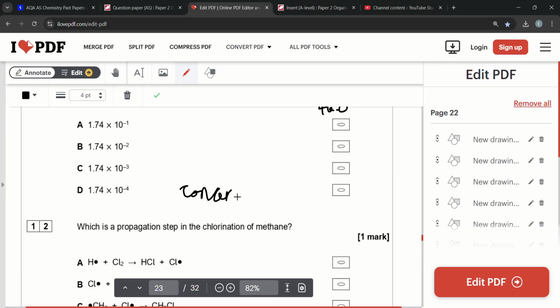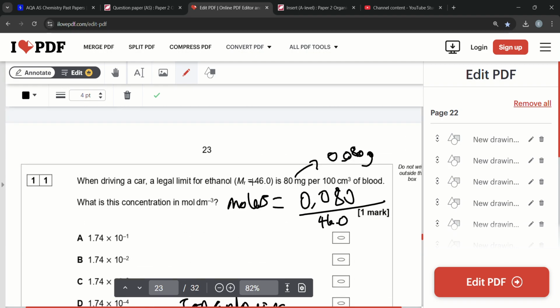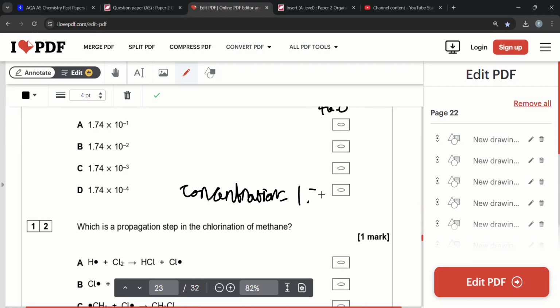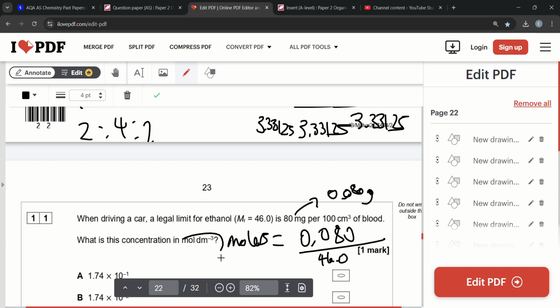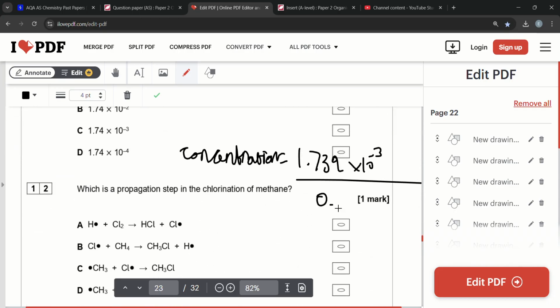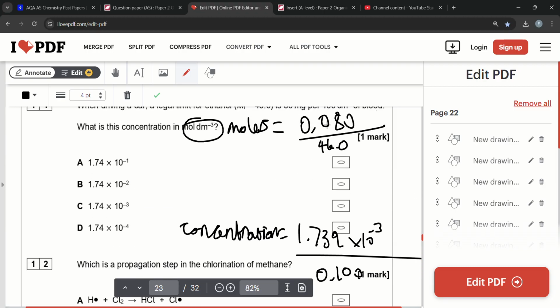Concentration is equal to the moles divided by the volume, which I'm going to work out now. 1.739 times 10 to the power minus 3 moles. The volume is 100 centimetres cubed. We want moles per decimetre cubed, so divide by 1000, so 0.100. My answer divided by 0.100 should give 0.0174, which is the same as 1.74 times 10 to the power minus 2. So the answer is B.